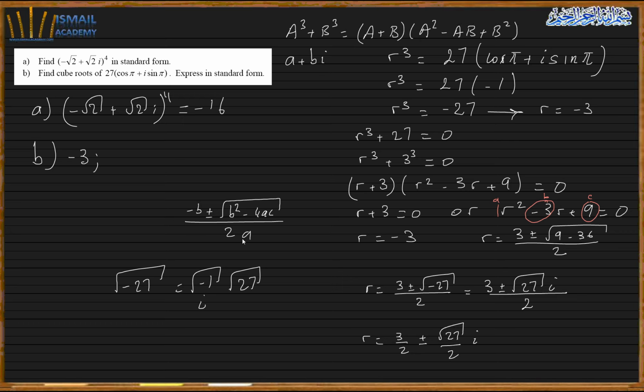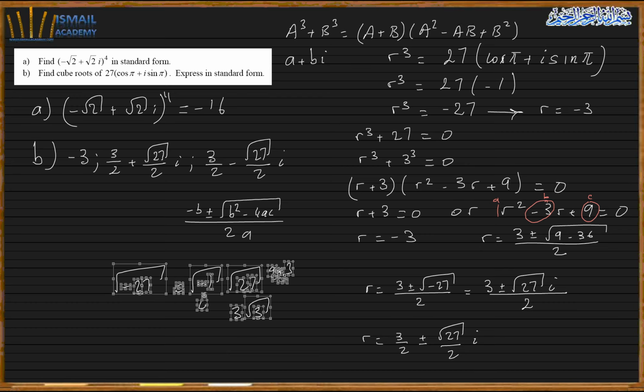So I have two solutions. The second one will be 3 half plus square root of 27 over 2 i, and the last one will be 3 half minus square root of 27 over 2 i. If you have to simplify more, you need to simplify 27, which is going to be 3 square root of 3, because 27 is 9 times 3. So that's the idea. So I hope this is clear.